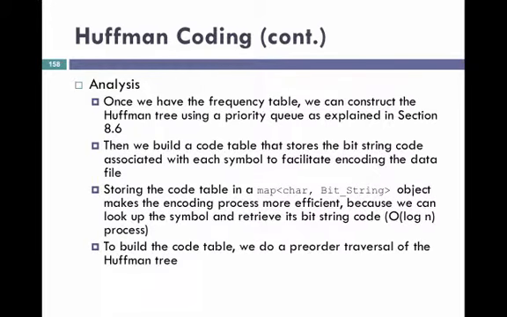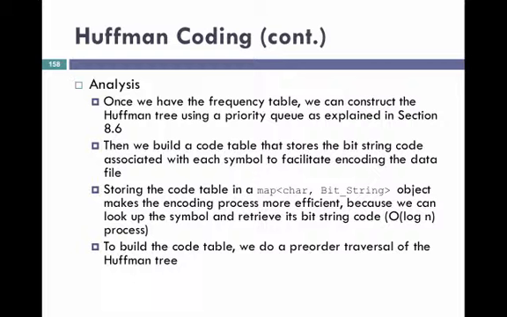Now, once we have the frequency table, then we can construct the Huffman tree using a priority queue, as we talked about back in chapter 8.6. And then we build a code table that stores the bit string code associated with each symbol to facilitate encoding the data file. And then we store the code table in a map that for each character we associate the Huffman code bit string. That's that string of zeros and ones.